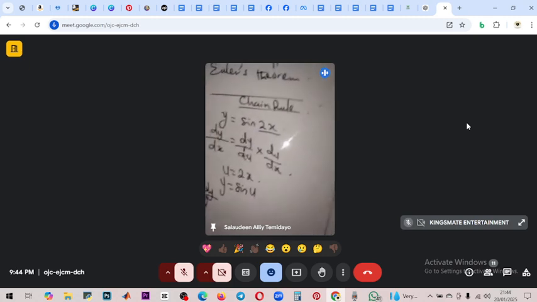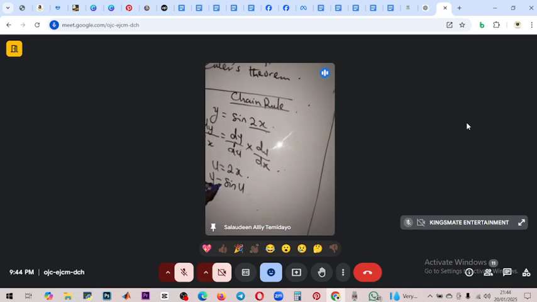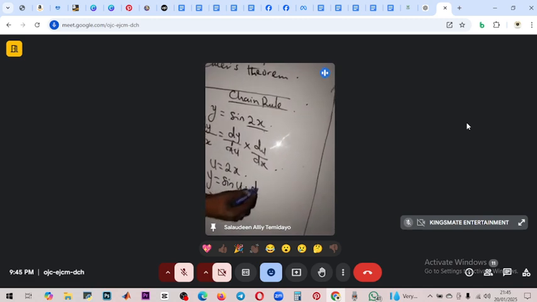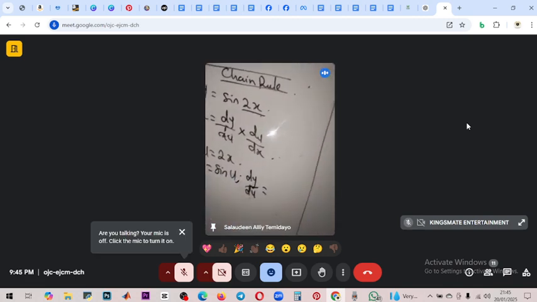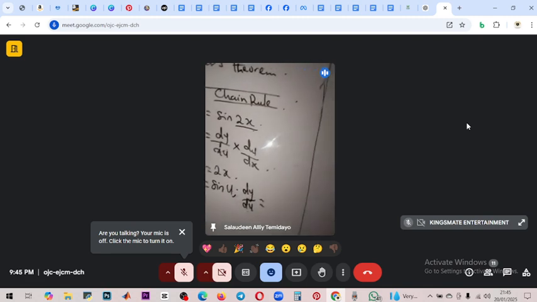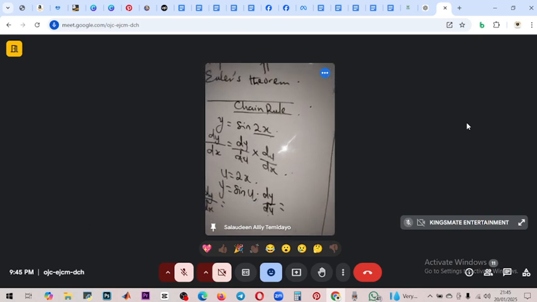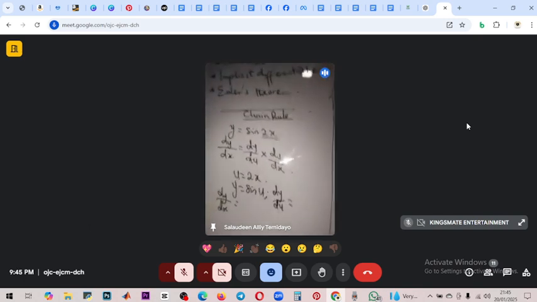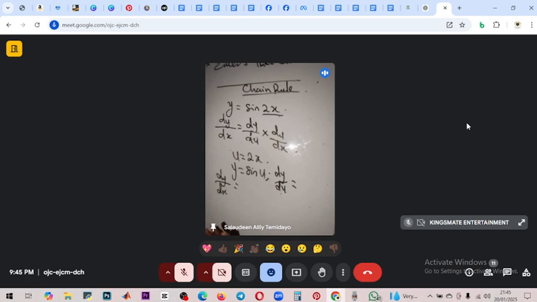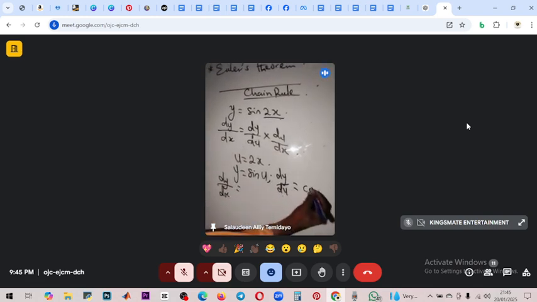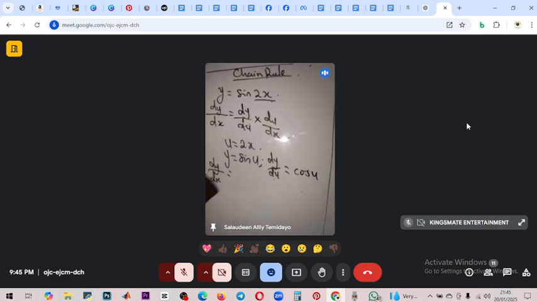So dy/dx now, very simple, is equal to dy/du. What is dy/du? That means the derivative of sine u. What is the derivative of sine u? Anyone, please? The derivative of sine u is cosine u. If the derivative of sine x is cosine x, the derivative of sine u is definitely cosine u. No form of confusion at all. You should not be confused at all.